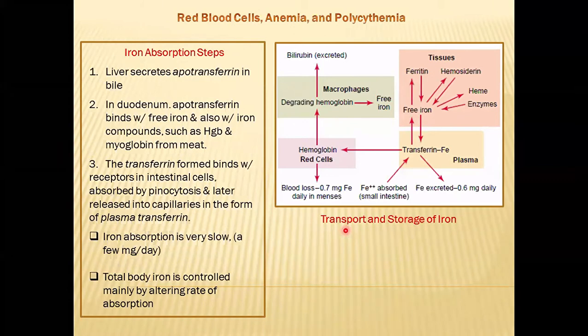So liver secretes apotransferrin in the bile. And then in the duodenum, apotransferrin binds with free iron and also with iron compounds such as hemoglobin and myoglobin from the meat. Then the transferrin form binds with receptors in the intestinal cells. And they are absorbed by pinocytosis and later released into capillaries in the form of plasma transferrin. Then iron absorption is very slow, a few milligrams per day. And total body iron is controlled mainly by altering the rate of absorption.